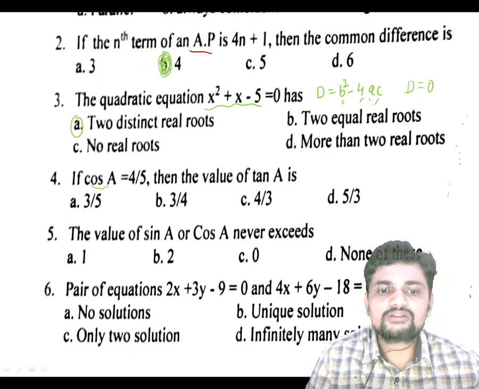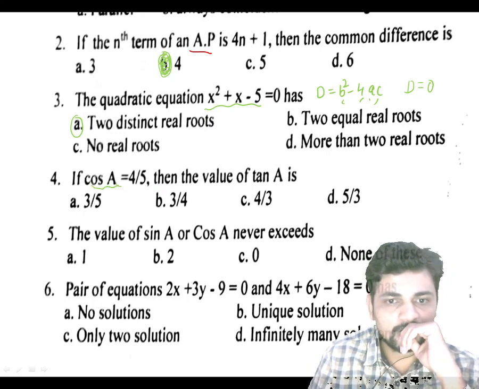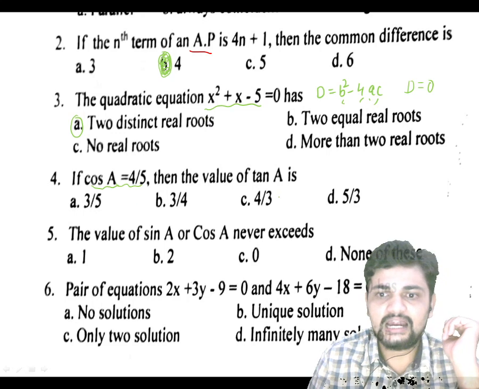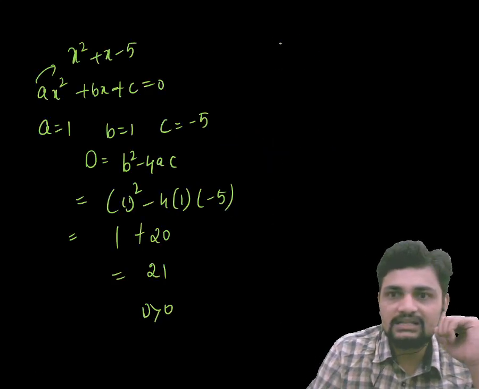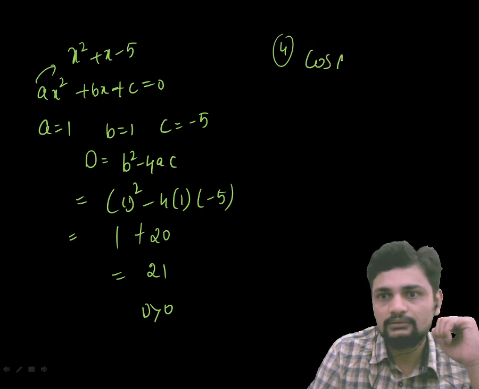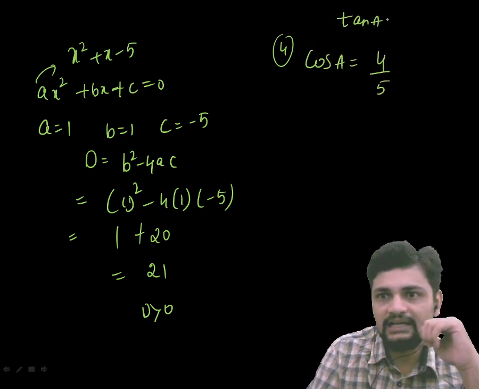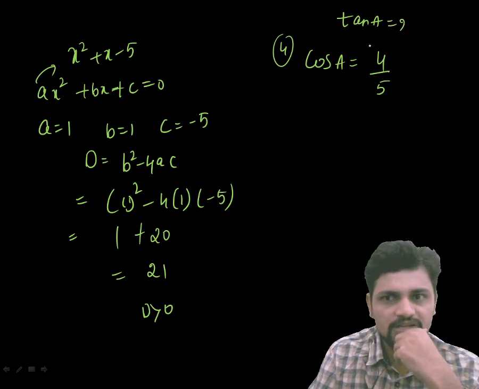Now the value of cos in the fourth question. Cos A is given as 4 by 5 and they are asking us to find out the value of tan A. Cos A is given as 4 by 5, and they are asking us to find out the value of tan A. A simple trigonometric ratios based question.